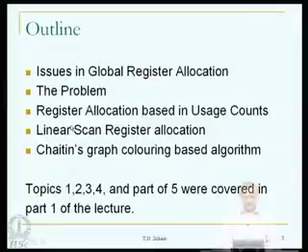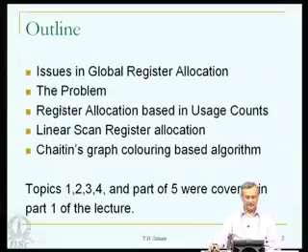Welcome to part 3 of the lecture on global register allocation. Last time we discussed issues in global register allocation, the problem itself, the usage count based register allocation, then linear scan based register allocation, and part of Chaitin's graph coloring based allocation.